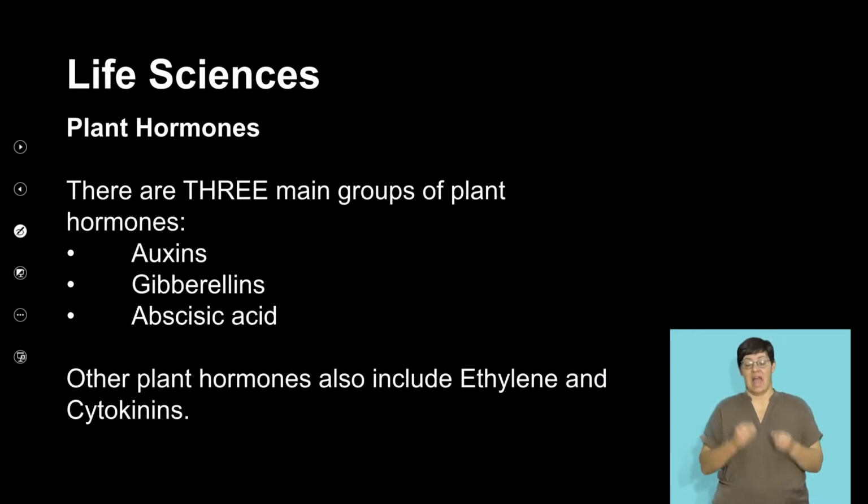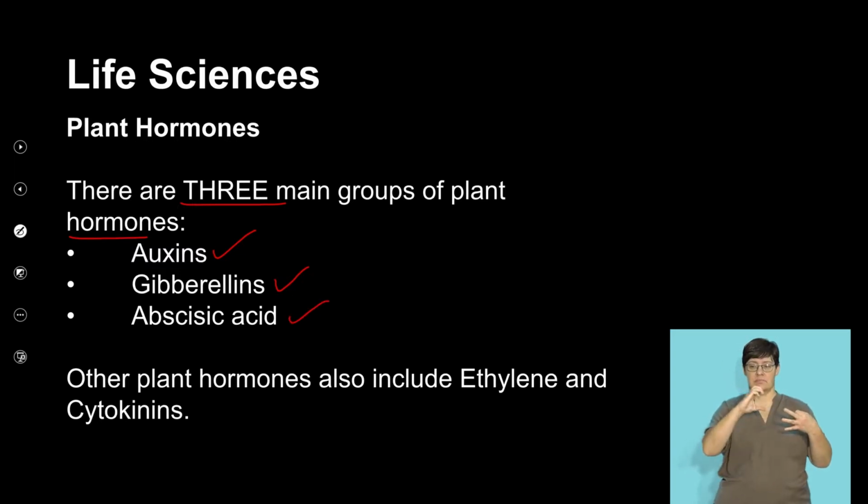So folks, there are three main groups of plant hormones that we need to look at. The first group are the auxins, the second are the gibberellins, the third, abscisic acid. In addition to these three, there are two that we're going to extend ourselves and look at, which are ethylene and cytokinins.